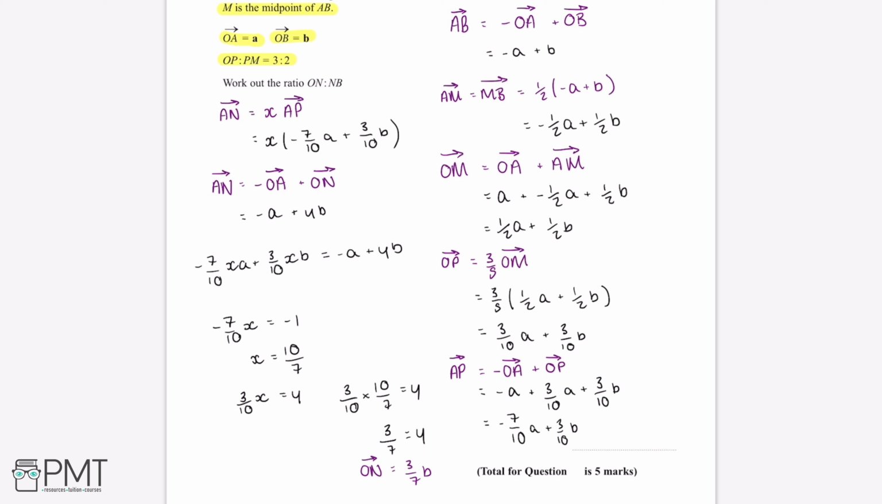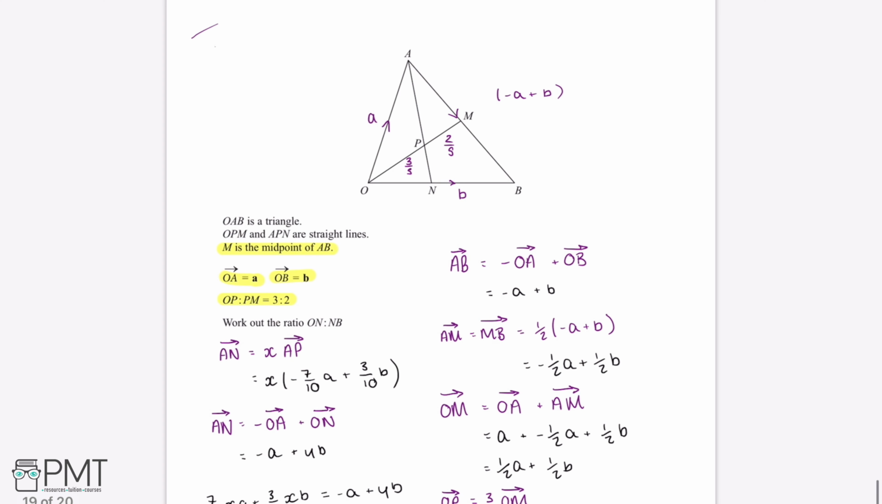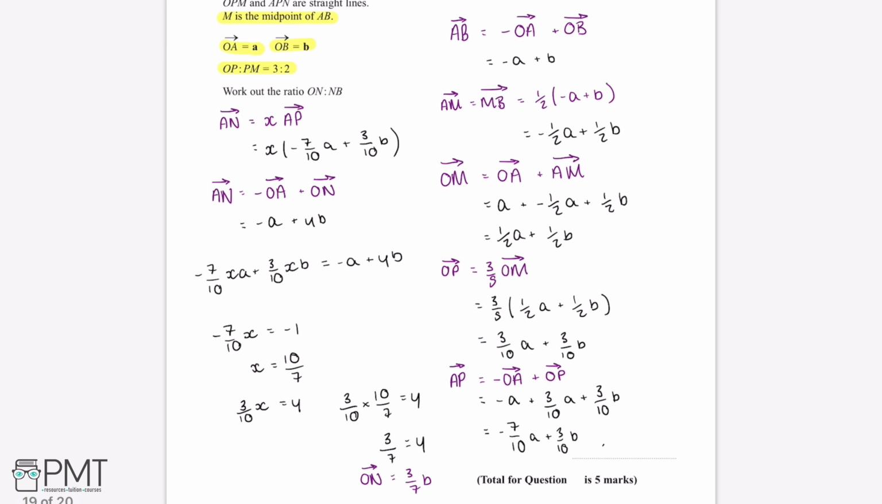If we fill this back in on our diagram, if ON is equal to 3 over 7 b, then NB is equal to 4 over 7 b. Therefore, the ratio of ON to NB will be 3 over 7 to 4 over 7, which in its simplest form will give us 3 to 4. And this is our final answer.